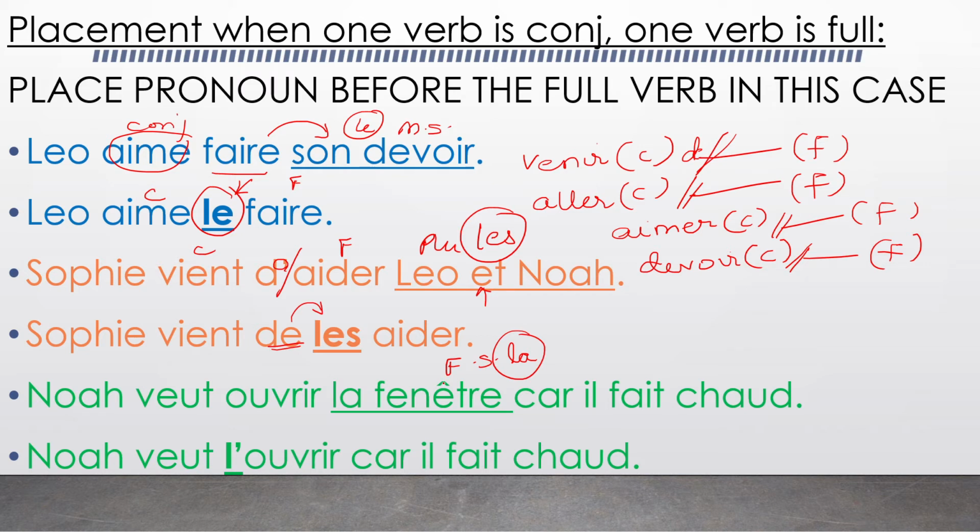Where do you place the la? You have to place it before the full verb. Veut is vouloir conjugated and ouvrir is full. So you have to place it before the full verb. Now, when you place it like this, as veut la ouvrir, can you see that the A and the O are clashing? And when you have a clash of vowels, you have to substitute the first one with an apostrophe. So it becomes Noah veut l'ouvrir. You cannot say Noah veut la ouvrir. It is Noah veut l'ouvrir car il fait chaud. Okay?